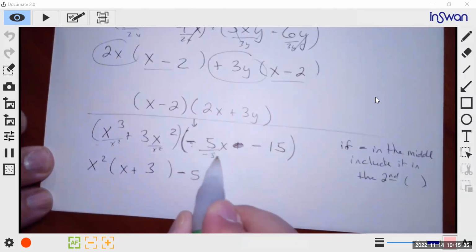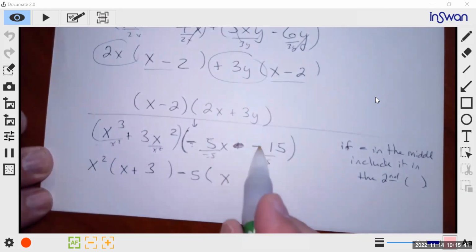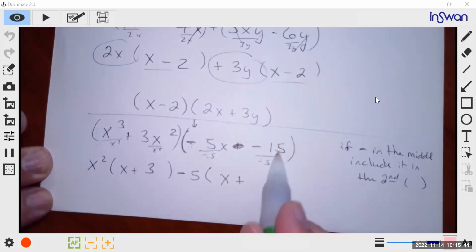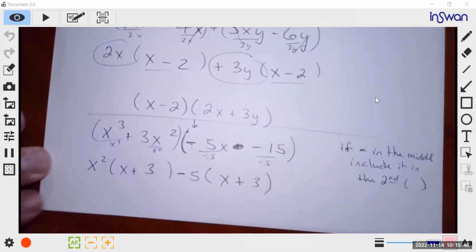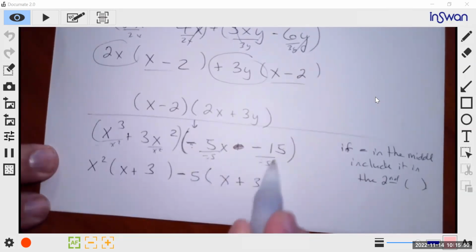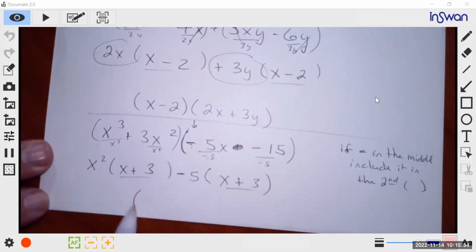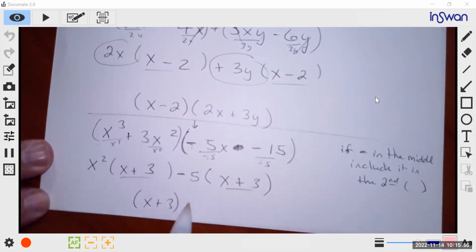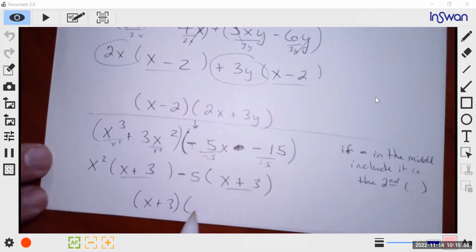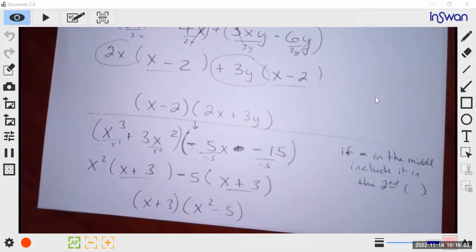So if I divide both of these by -5, negatives cancel, 5, we just have x. Negatives cancel, 15 divided by 5 is 3. So whatever you factor out, you divide by them, and you'll see that now we have the same numbers. So x plus 3, and what was in the second parenthesis? Coefficients, right?